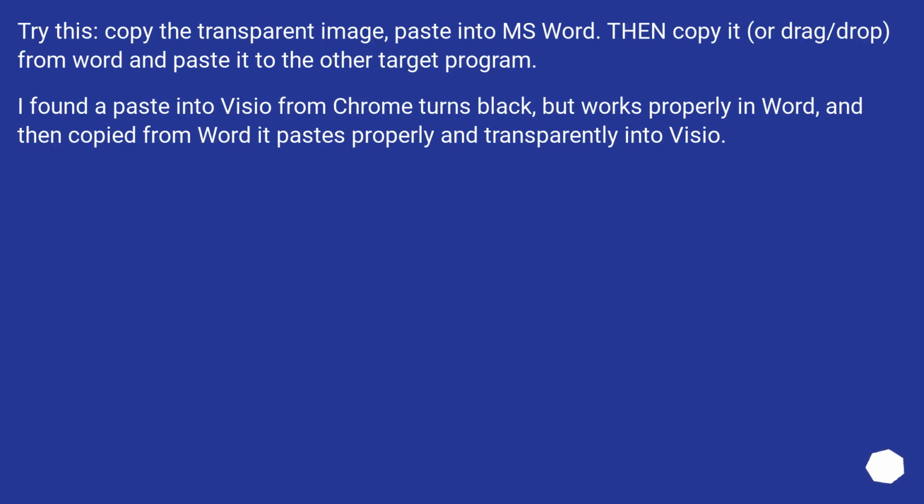Try this: copy the transparent image, paste into MS Word, then copy it, or drag/drop, from Word and paste it to the other target program. I found a paste into Visio from Chrome turns black, but works properly in Word, and then copied from Word it pastes properly and transparently into Visio.